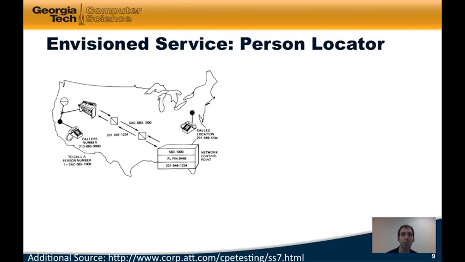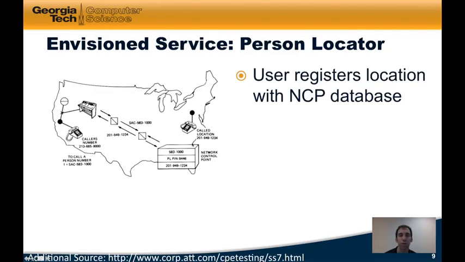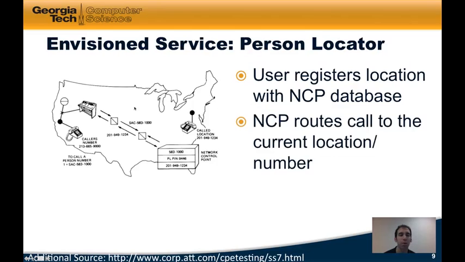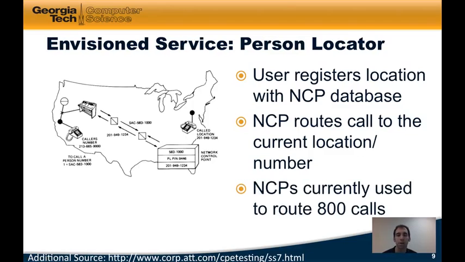One example of an envisioned service that the early reports describe is something called a person locator, where a user would register their specific location at any time with the NCP database, and the NCP would then route a call, which would be made to a more generic number. It would route that specifically to where the user happened to be at that particular time. So NCPs today are currently used to route 800 calls in a very similar fashion.